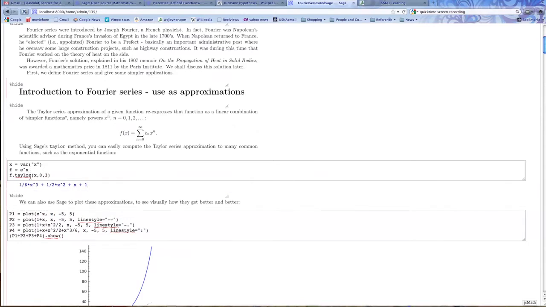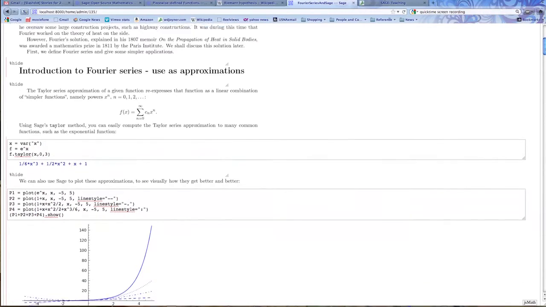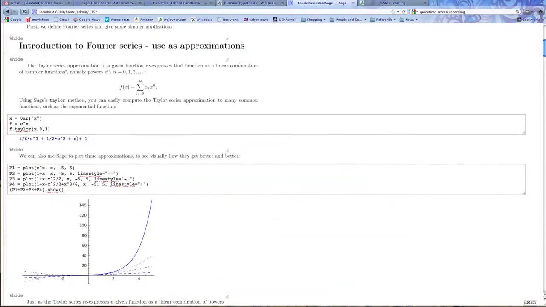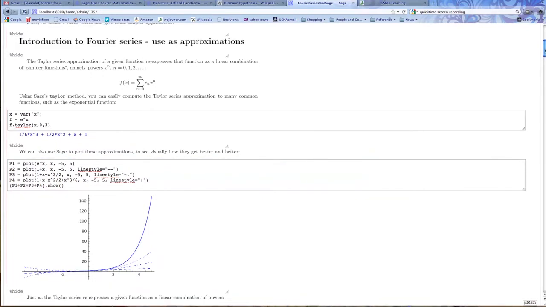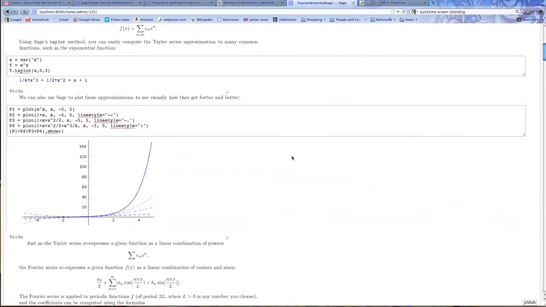Well, Sage computes Taylor series very easily. There's a method called taylor, and you can see an illustration right here. If you want just the first four terms, you'll see that Sage tells you that it's 1 plus x plus x squared over 2 plus x cubed over 6. And each of those partial sums gives you different approximations to e to the x, to different levels of approximation.